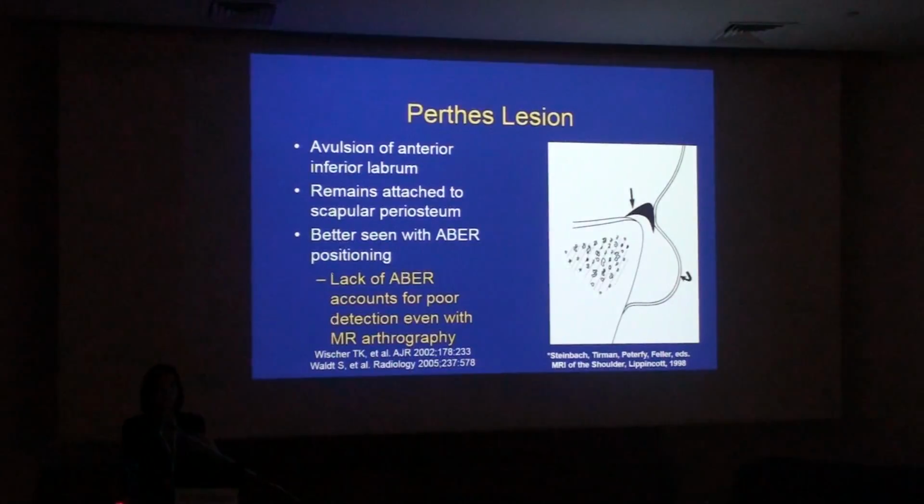The one that's a real problem to diagnose is a Perthes lesion, because there is still a scapular periosteal attachment, and the labrum stays very close to the glenoid. So sometimes you don't even see that it's separated, and there are certain things that you can do to bring it out, like the ABER position, which we'll talk about, to pull it off of the glenoid. Otherwise, you might miss this tear.